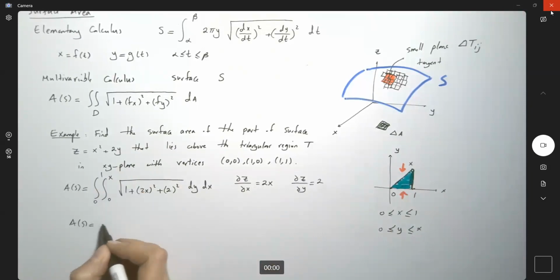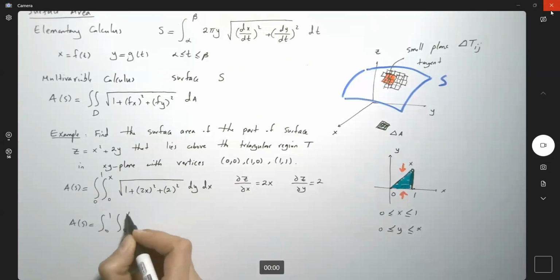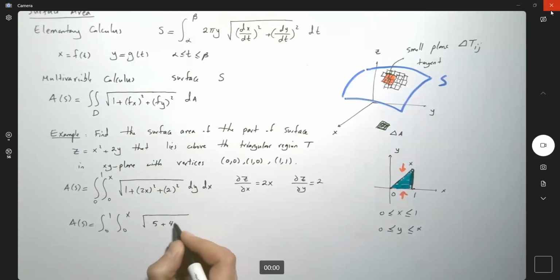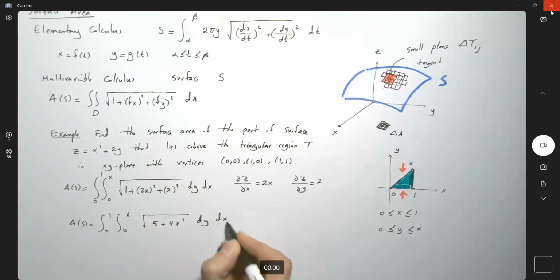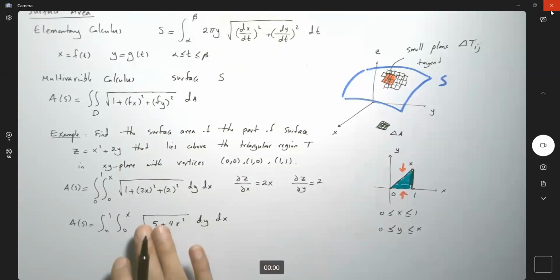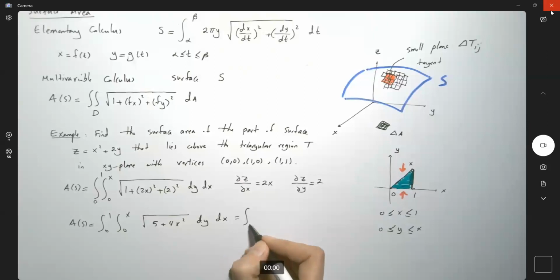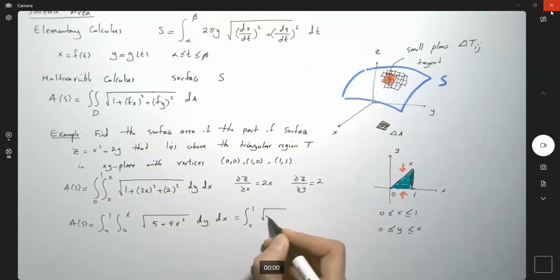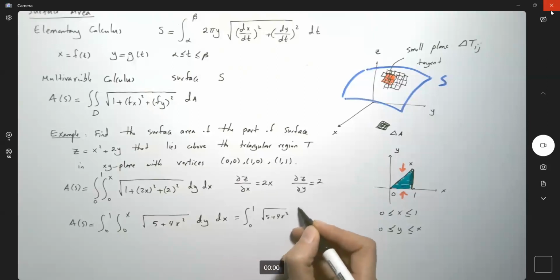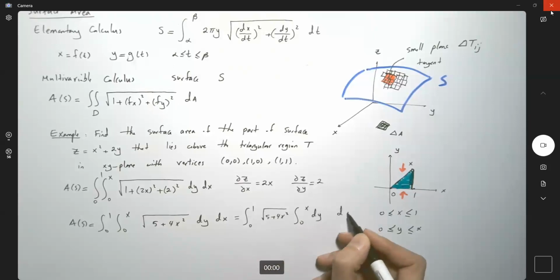A of S is equal to the integral from 0 to 1, integral from 0 to x, square root of 1 plus 4, which is 5, plus 4x squared, dy dx. To compute this, the square root of 5 plus 4x squared doesn't have any y in it, so you're basically just finding the integral of dy. So this is equal to the integral from 0 to 1 of the square root of 5 plus 4x squared, times the integral from 0 to x of dy, then dx. This is what we're trying to find.